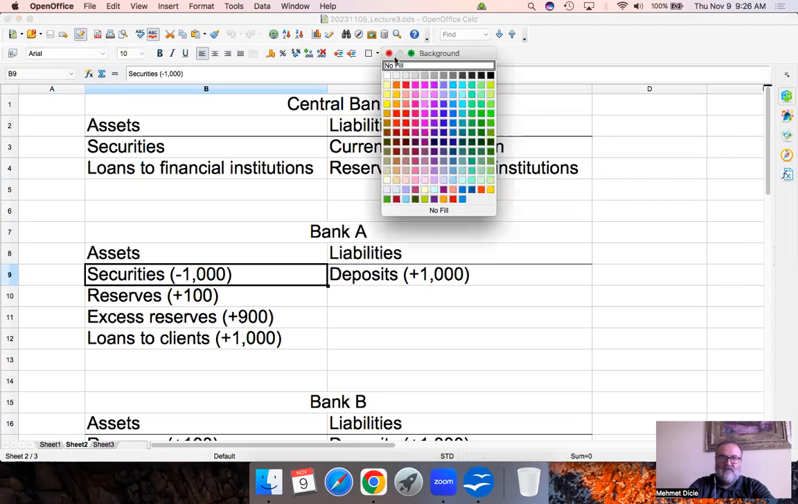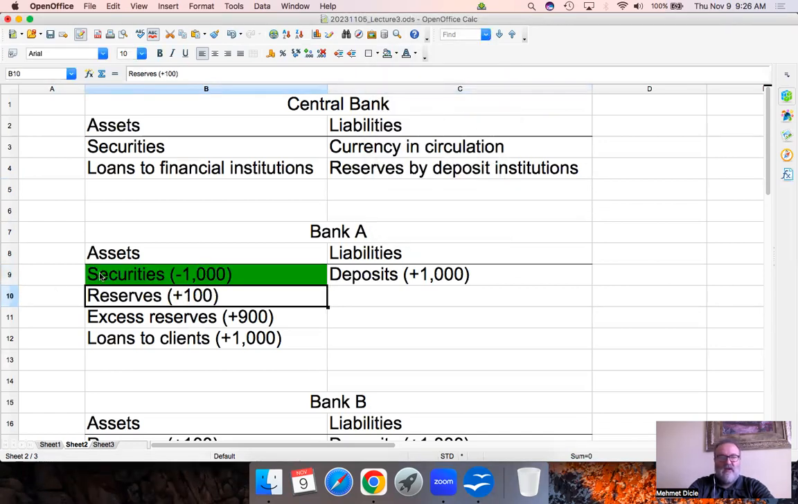So maybe I should actually just make that a little bit green. The idea is that we actually start with this. We buy the securities from Bank A, and then we leave reserves instead. And we started out with $1,000 in reserves, but Bank A chose to loan that money to a customer. And when you loan it out, you basically just open a deposit account and put the money in there.